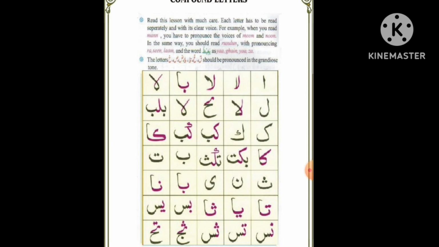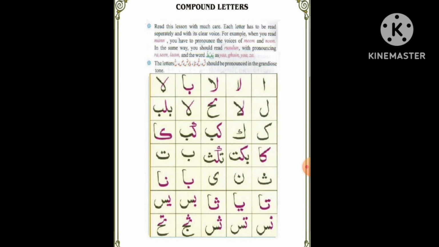If there is a single dot above a line, it is a Noon. If there are two dots above a line, it is a Ta. If there are three dots above a line, it is a Tha. If there are two dots below a line, it is a Ya. So you have to learn all this. There is a dot below a line, that means it is a Ba. Then you have a joined Alif with that. Then after that it is Lam Alif.